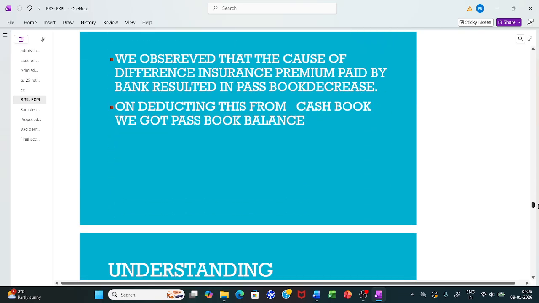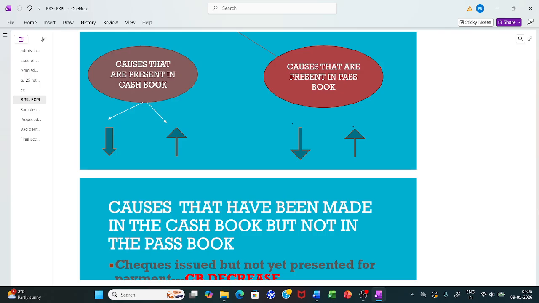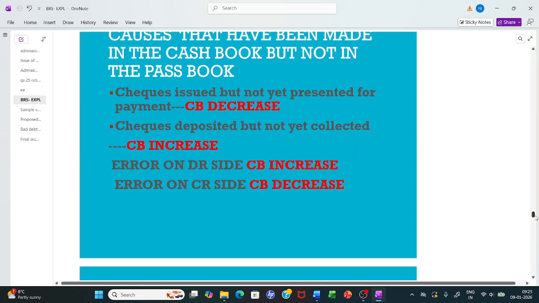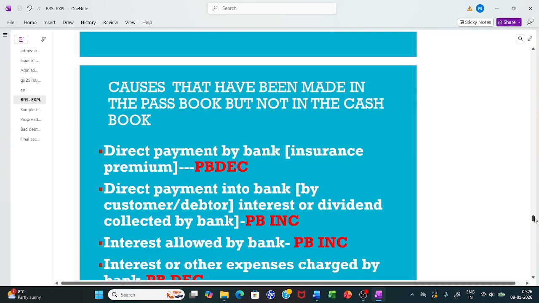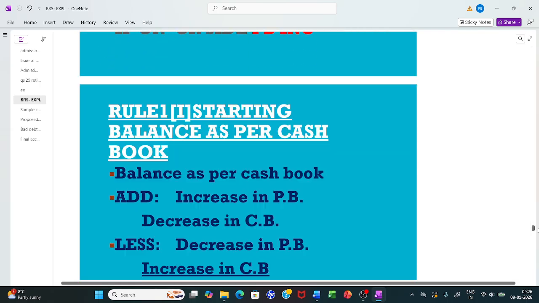If I have to simplify it, we can study the causes as two things affecting the cash book or the passbook. Look at the cause, see if it is affecting your cash book or passbook. Then see if it is increasing it or decreasing it. We have a few causes only, which we have discussed in detail here. Checks issued but not presented, checks deposited, error on the debit side of the cash book, error on the credit side of the cash book. Similarly, direct payment, interest allowed, interest charged by the bank, those are affecting our passbook. From this, we have generalized a rule.